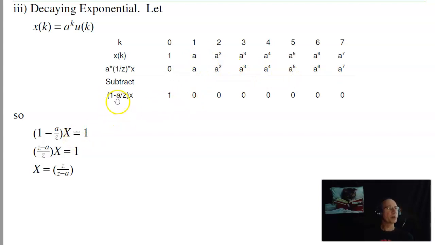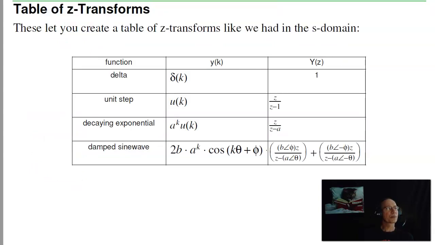Meaning that (1 minus a over z) times x is 1. Take the z transform. Solving for x is z over z minus a. This is the z transform of a decaying exponential. And if I let a be a complex number, do a little bit of algebra, I get a damped sine wave. So this is the lookup table.